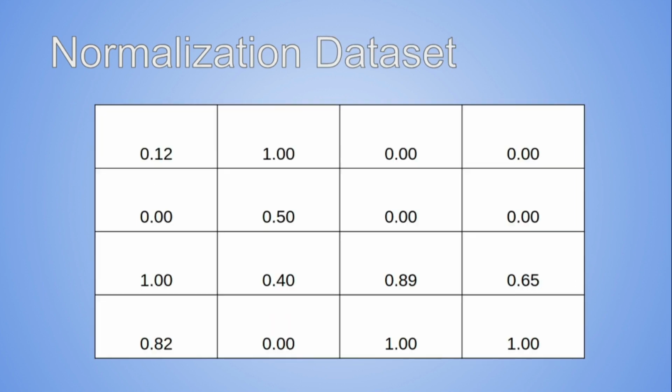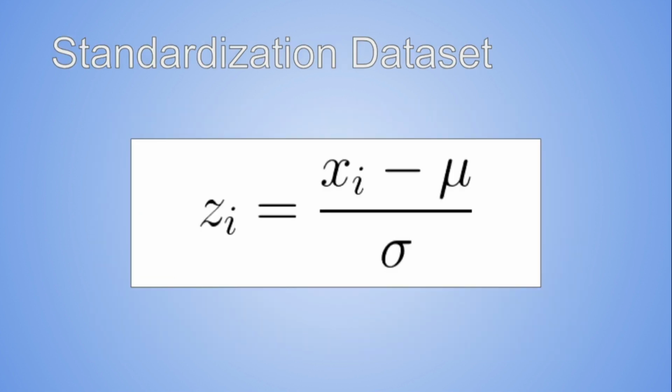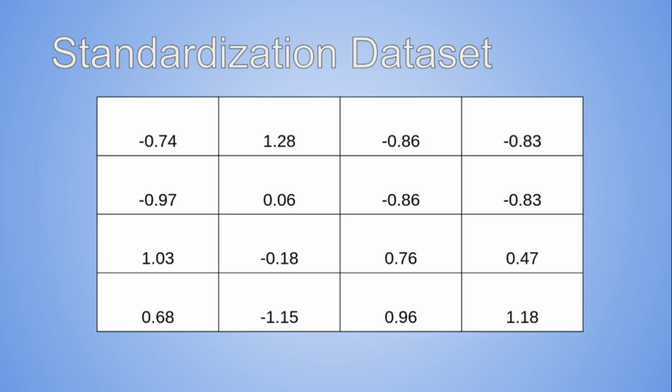Now let's consider the standardization formula. We take the feature column to which we subtract the average of the column, and we divide the whole over the standard deviation of the same column. Now we have this result for the features of the iris dataset.